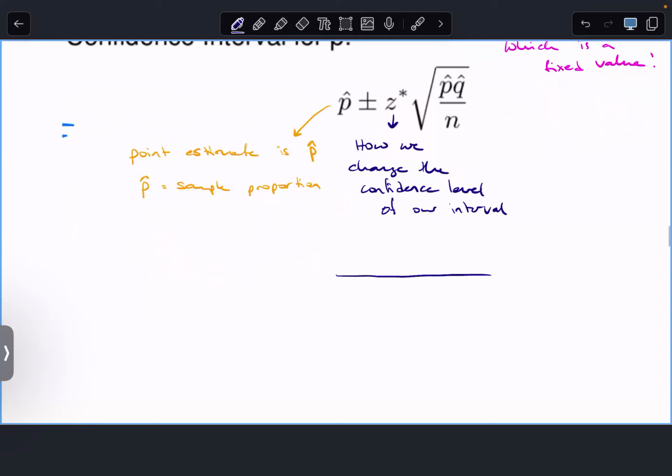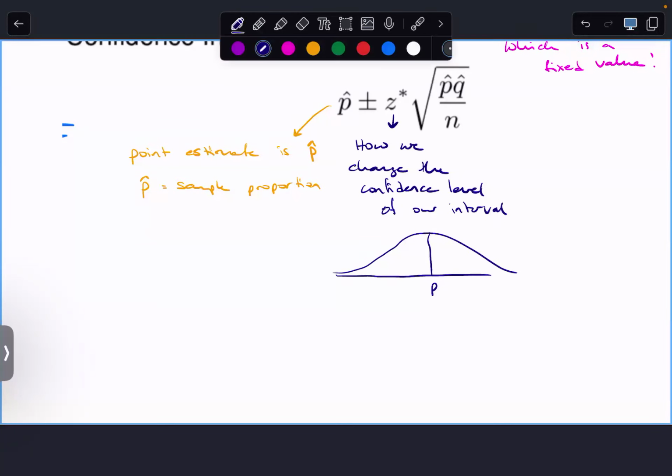Thinking about here, I'm centered on P. I don't know what P is, but I am allowed to assume, as long as my sample size is big enough, that my P hats hover around here. Right? So my P hat is going to be somewhere in this distribution here. Now, what we said before was that a 95% confidence interval is going to be kind of the default. We'll be able to make 90% confidence intervals, 99% confidence intervals, right? Technically, what would you need to do?